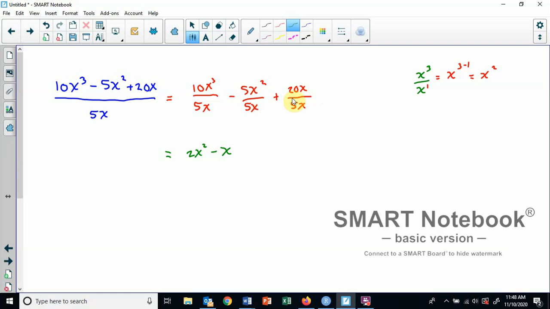Okay, now finally the last term. Bring down our plus sign. 20 divided by 5 is 4. And x divided by x, those divide out to 1. The x's cancel is the word I'm not supposed to say if I'm being mathematically correct, but they divide out to 1, so you're just left with a 4. So there we have performed the division, and there we are: 2x squared minus x plus 4.